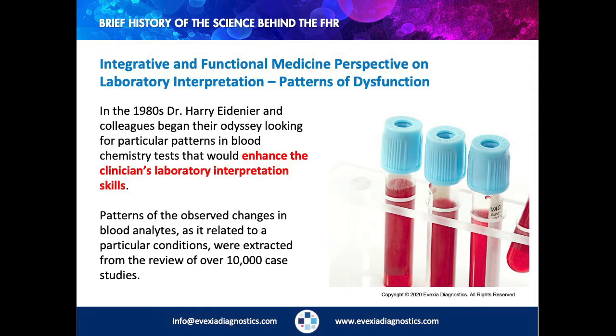Now, I want to give you a brief history of the science behind the FHR. Several years ago, Dr. Harry Eidner and researchers began looking for particular patterns of blood test chemistries that would enhance the clinician's ability to interpret laboratory tests. What they observed were particular patterns of blood test values associated with many clinical conditions. They also recognized that optimal biochemical processes of the body required a specific range in order to achieve maximal health benefit. Patterns of the observed changes in blood analytes as they relate to a particular condition were extracted from reviewing over 10,000 case studies.